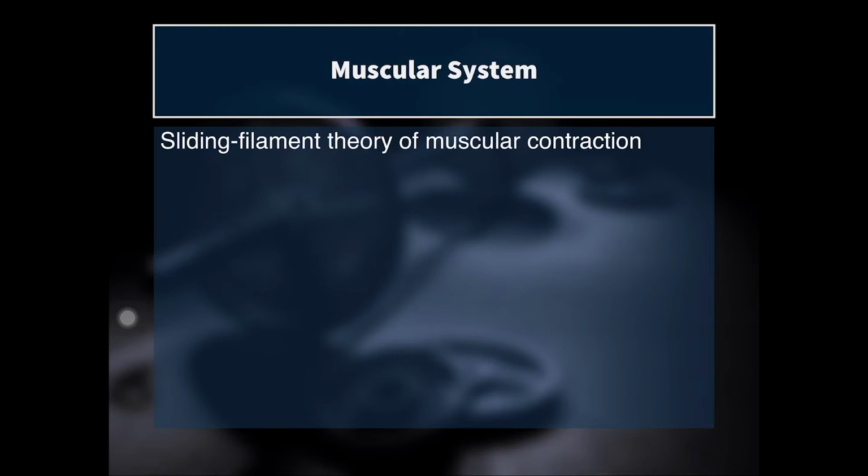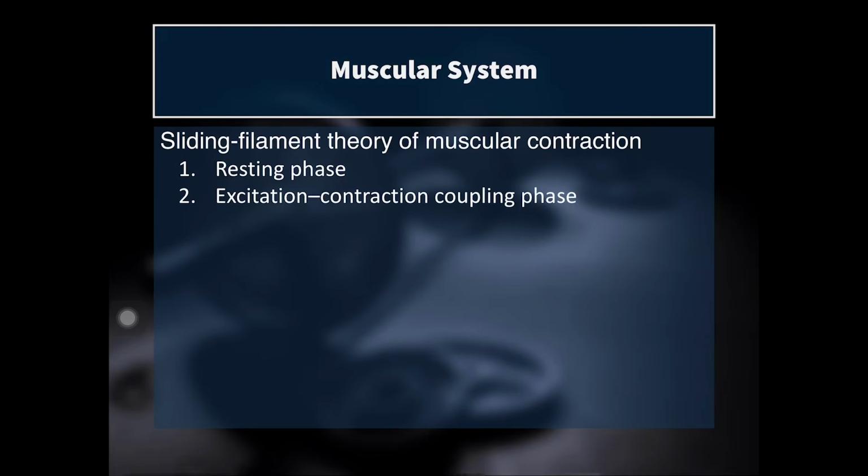Okay, so let's recap really quick the phases of the sliding filament theory of muscular contraction. First, we have the resting phase. This is when there's no action potential, no calcium has been released from the SR. And then we have the excitation contraction coupling phase. This is when an action potential has traveled down the alpha motor neuron, it has infiltrated the T-tubules, released calcium from the sarcoplasmic reticulum, and the calcium is now going into the myofibrils.